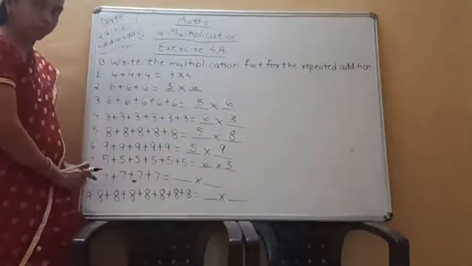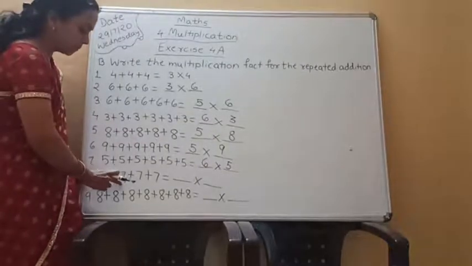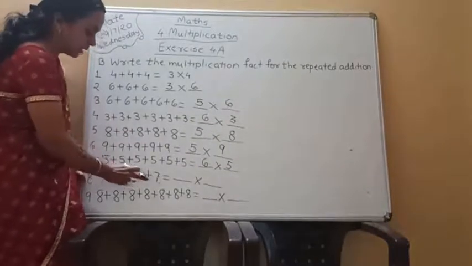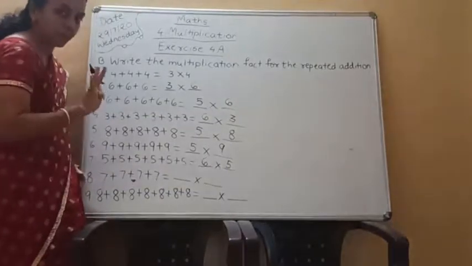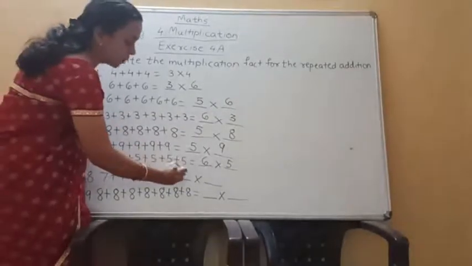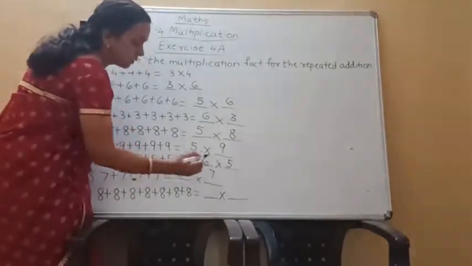Now see 8th question. 7 plus 7 plus 7 plus 7. How many times 7 is given? 1, 2, 3, 4. 4 times. So you first write down 4 and then write down 7.